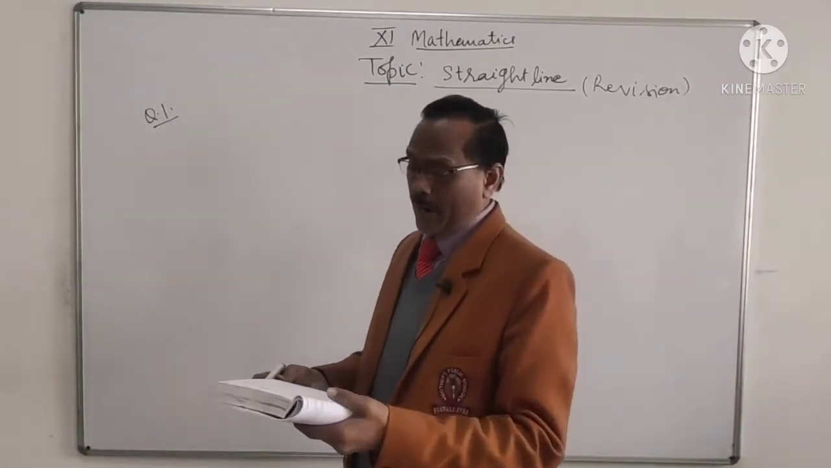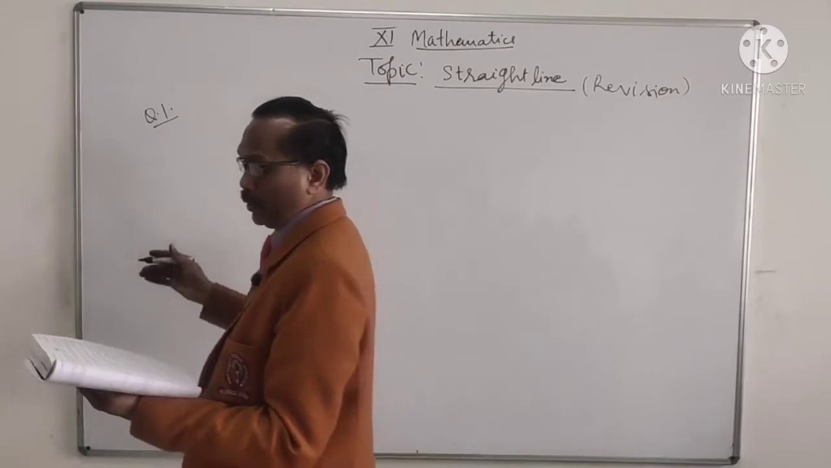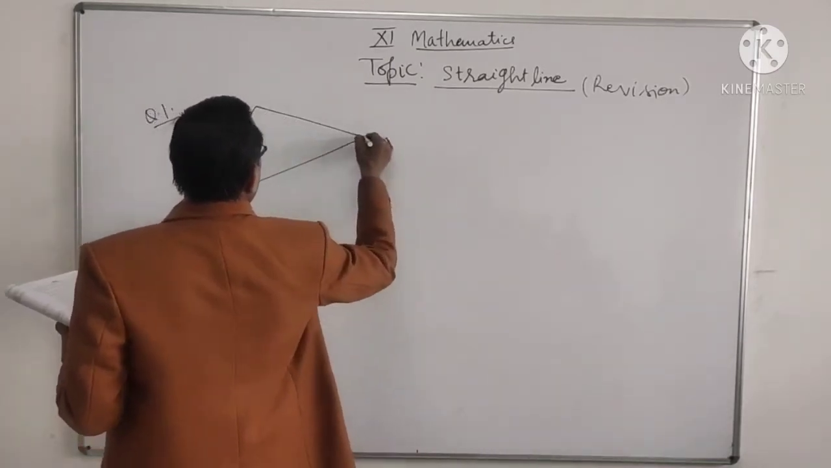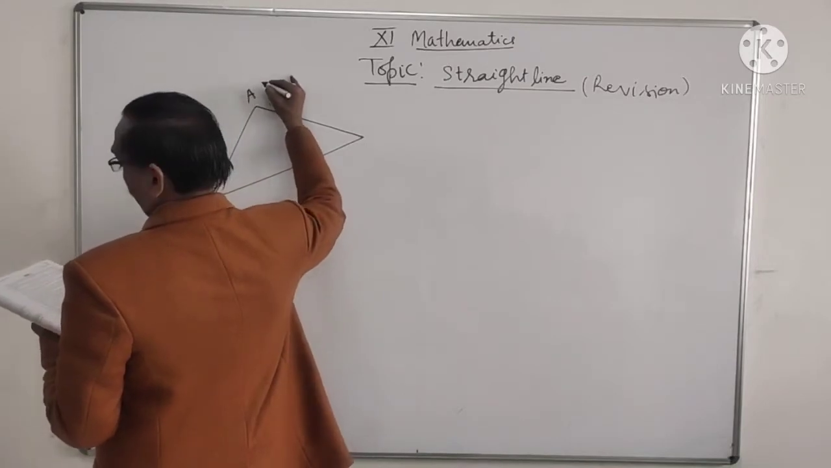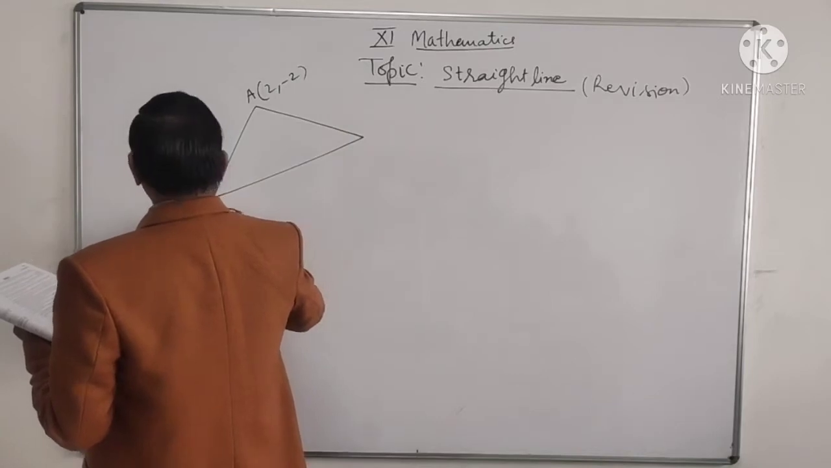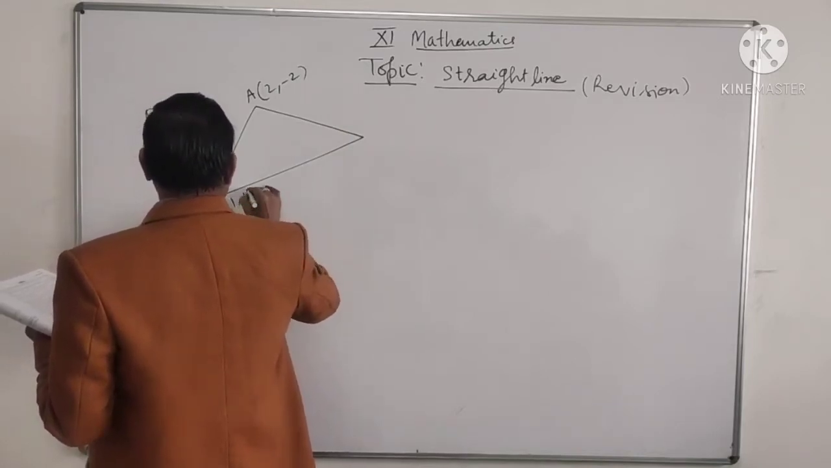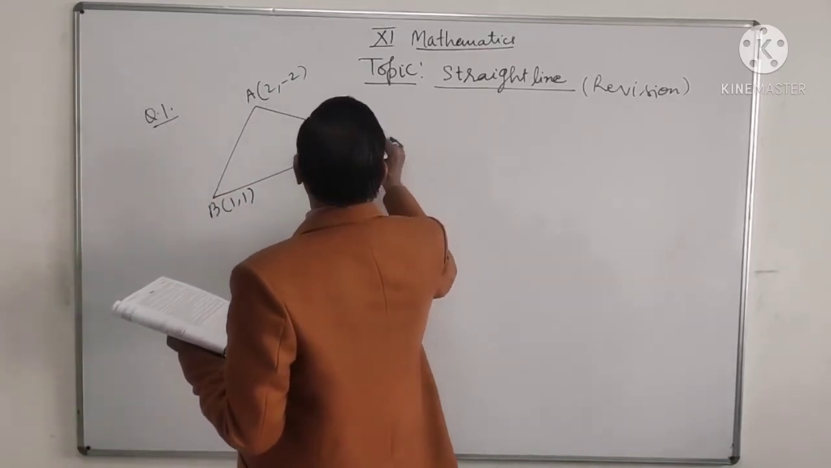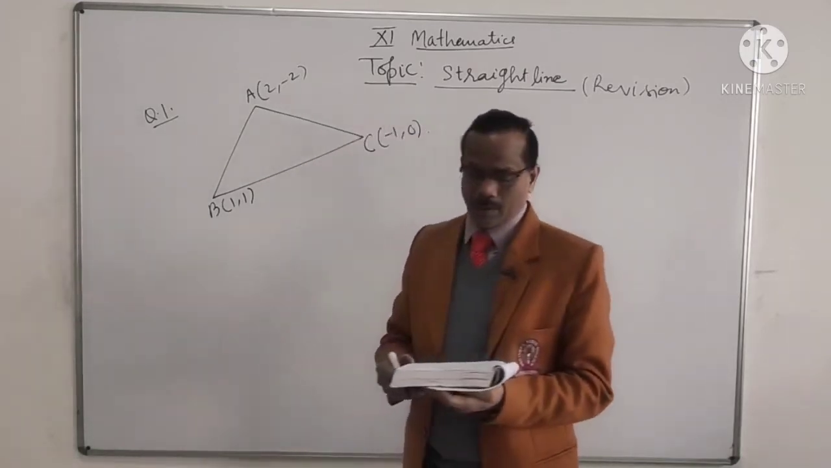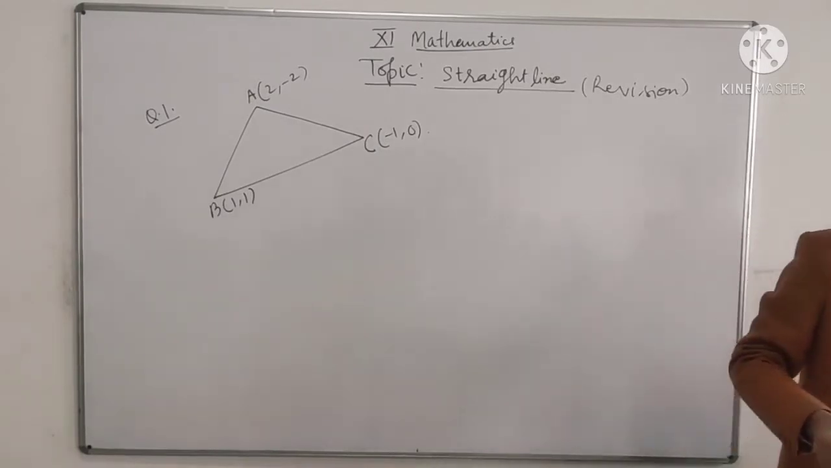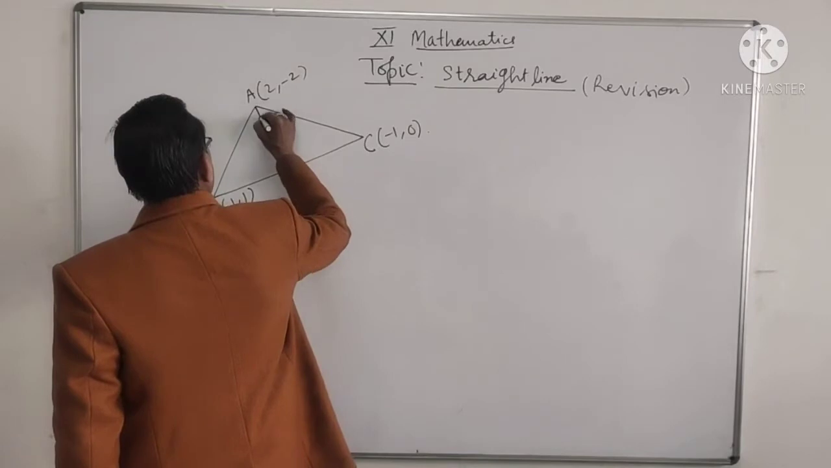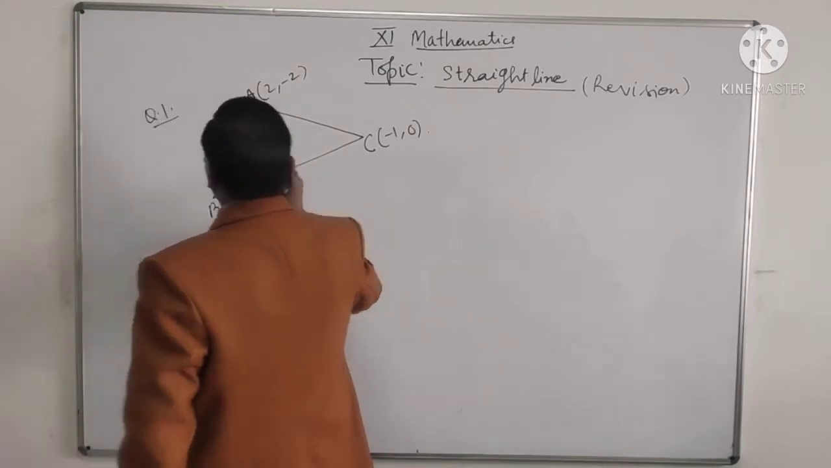Question is, find the equations of the altitudes of a triangle whose angular points are A(2, -2), B(1, 1) and C(-1, 0). So here all altitudes are required, but we will find only the equation of one altitude. Let AD be the altitude.